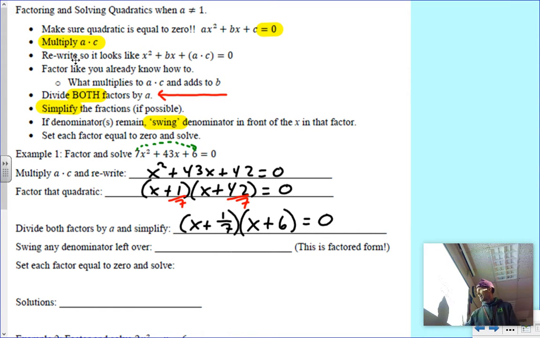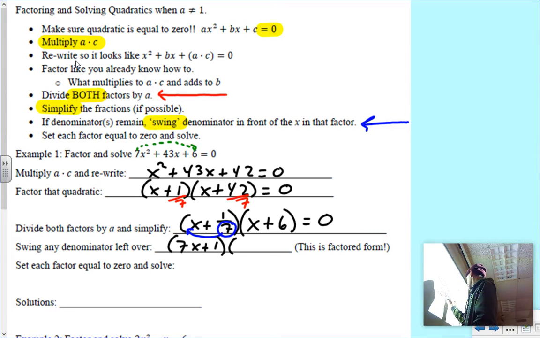And then to finally get factored form, once I simplify it, now I'm on this bullet point here that I'm drawing in blue. If you have a denominator left over in either of the factors, sometimes it might be both of them, after you've simplified, we're going to take that denominator and swing it in front of the x. It's still going to stay inside the parentheses. The 1 on top is going to stay where it is. So now my factored form is going to look like 7x plus 1, that 7 comes in front, and then x plus 6, nothing to do there.